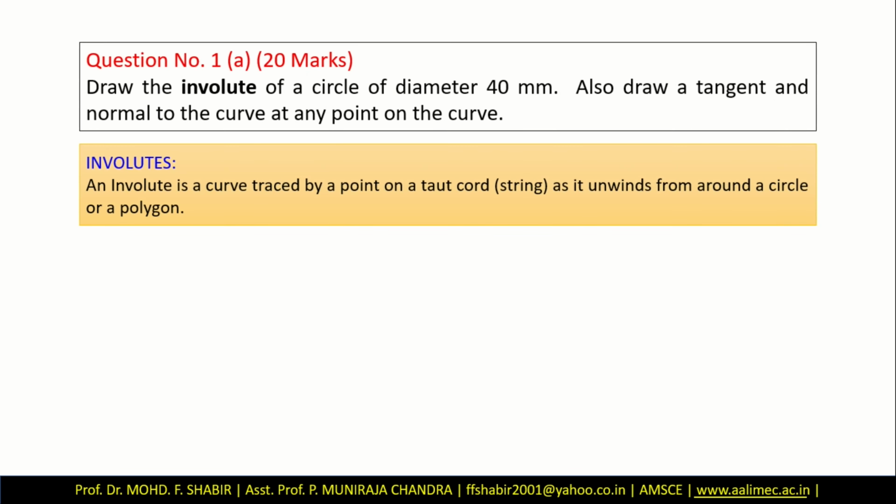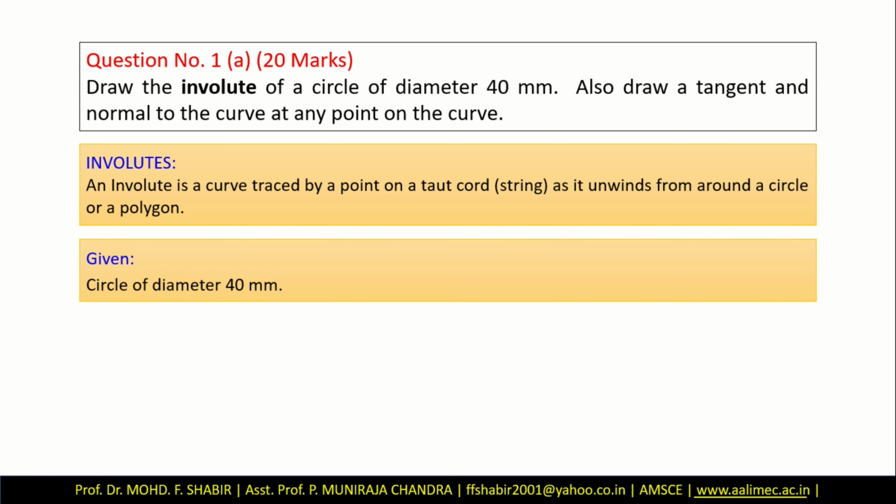Definition of an involute. An involute is a curve traced by a point on a taut cord (string) as it unwinds from around a circle or a polygon. Given circle of diameter 40 mm.